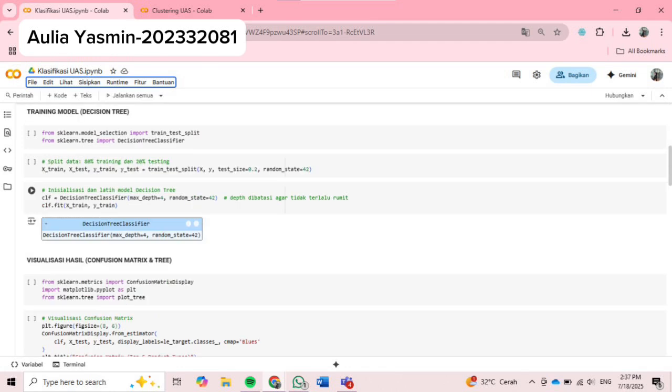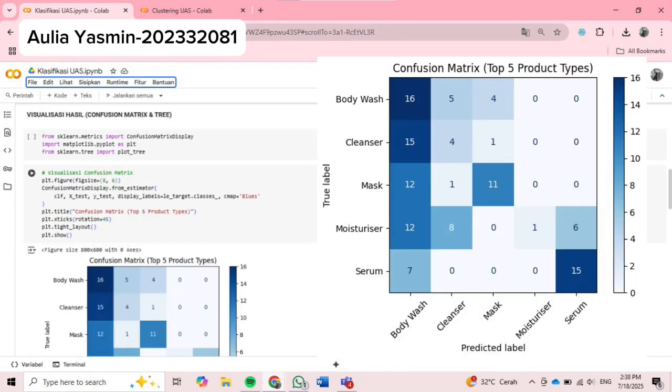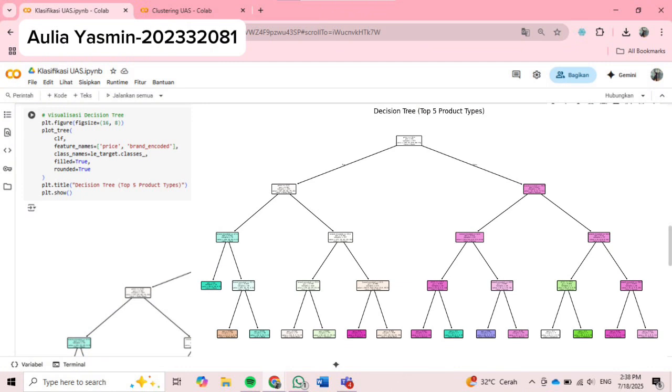Next, I split the data into 80% for training and 20% for testing. Then I used the decision tree classifier with a max depth of 5 to train the model on the training set. Decision tree was chosen because it's easy to interpret and visualize. After training, I visualized the model using a confusion matrix to show how well the model classifies each product type. I also display the decision tree diagram to illustrate how the model makes predictions based on the brand and price.